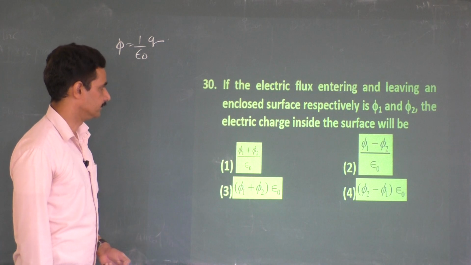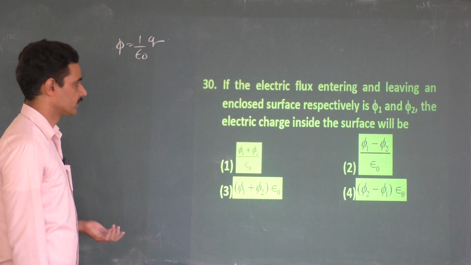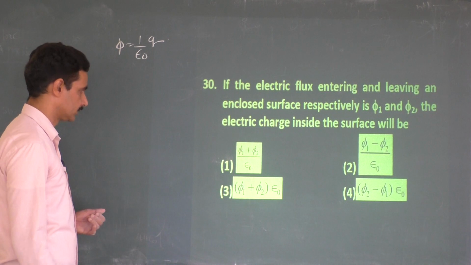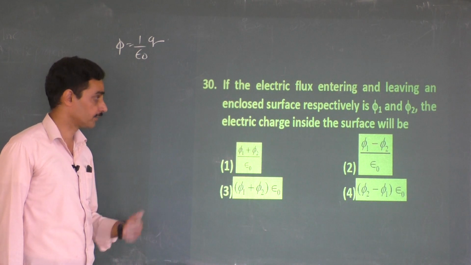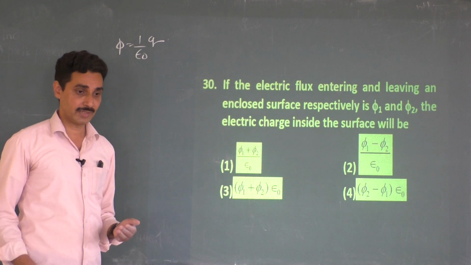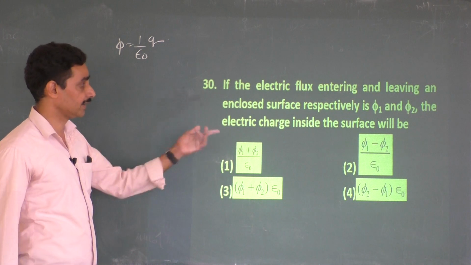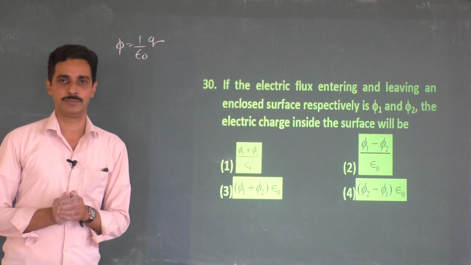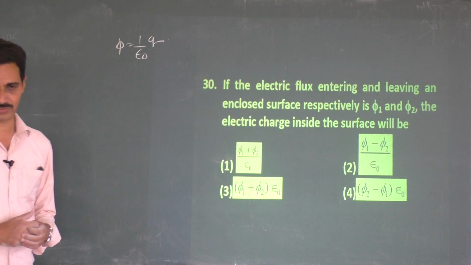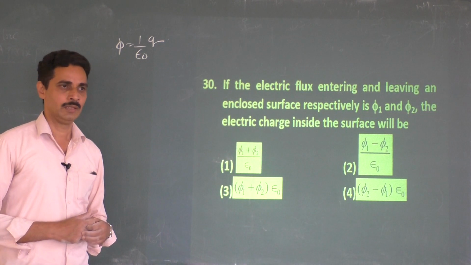Okay, 30. If the electric flux entering and leaving an enclosed surface are respectively phi1 and phi2, the electric charge inside the surface will be? So if an electric field enters the surface and leaves the surface, entering is phi1, leaving is phi2. Always entering flux is taken as negative and leaving flux is taken as positive. That is the usual notation. Entering flux is taken negative.